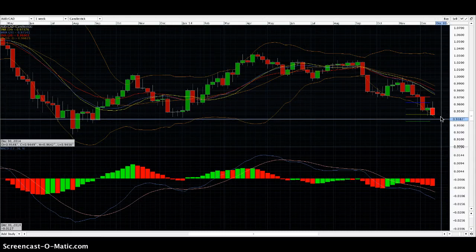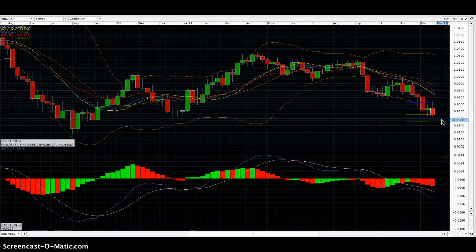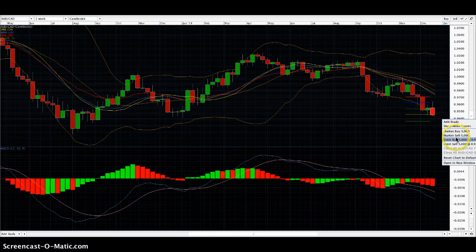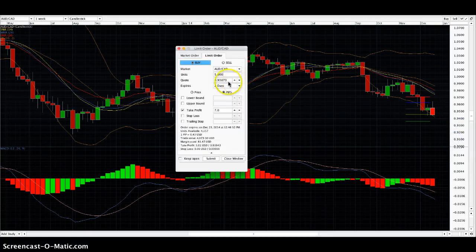I'm going to split the difference between my lower Bollinger Band and my S2 position, which is about right here. I'll set a limit entry order here. I'm looking for small movements. This one I'm only looking for a 7 pip bounce, which would equate to a $3 raise.